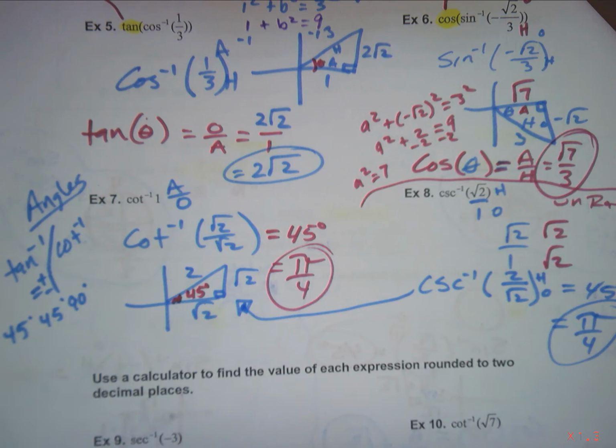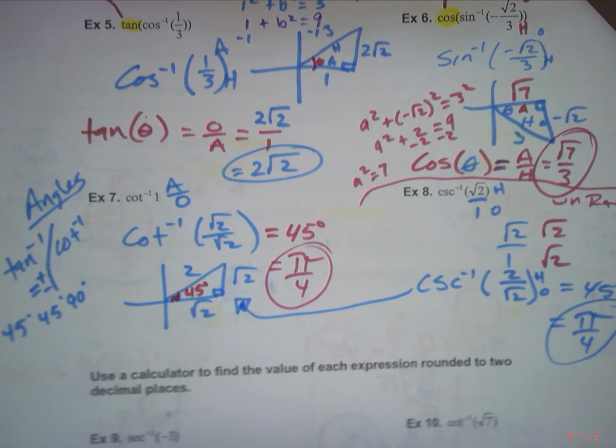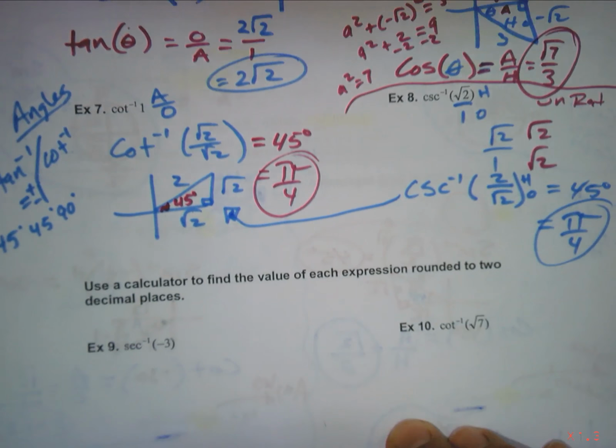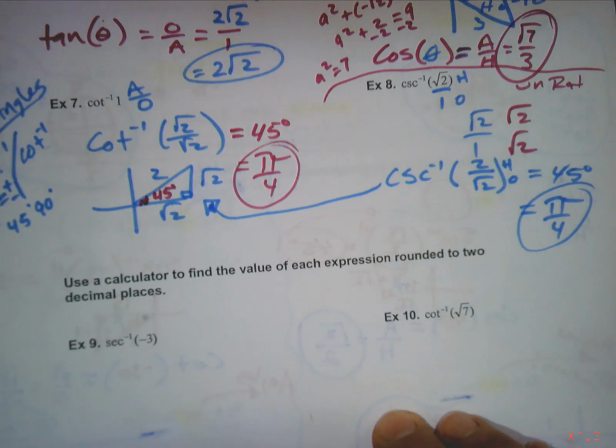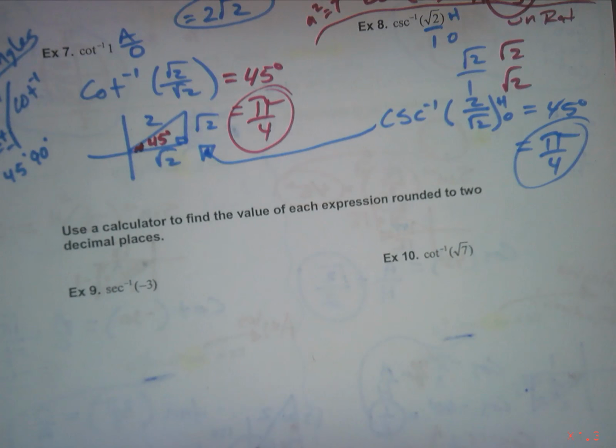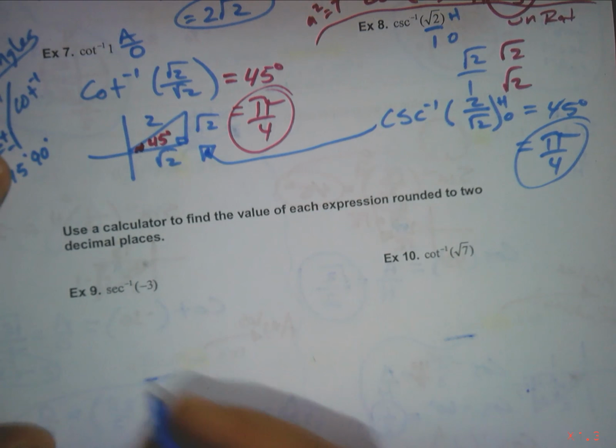Okay. Last but not least, before we get out of here, example 9 and 10 says use a calculator to find the value of each expression rounded to 2 decimal places. When you look at your calculator, guys, inverse secant, inverse cosecant, inverse cotangent are not on there. So what we need to do is convert this thing in terms of the buddies, sine, cosine, and tangent. Okay? So here's the idea.